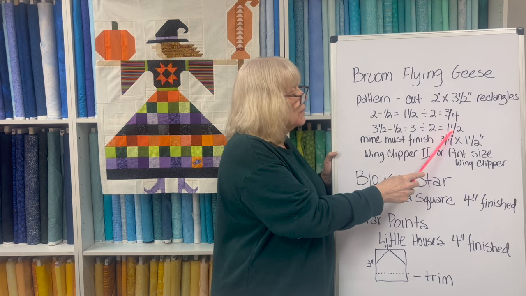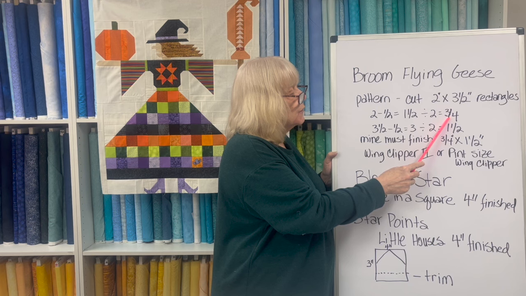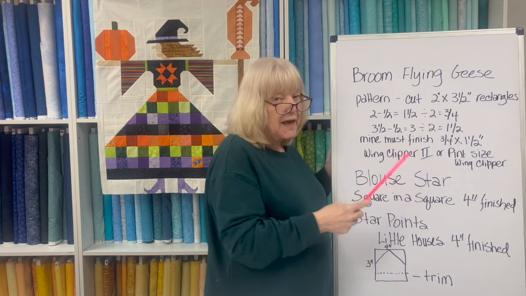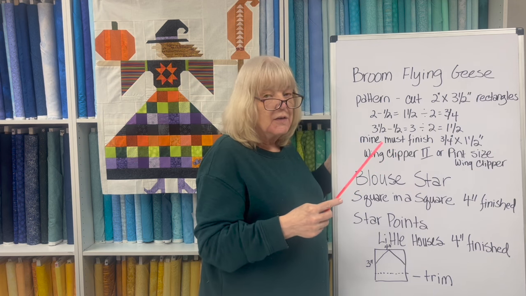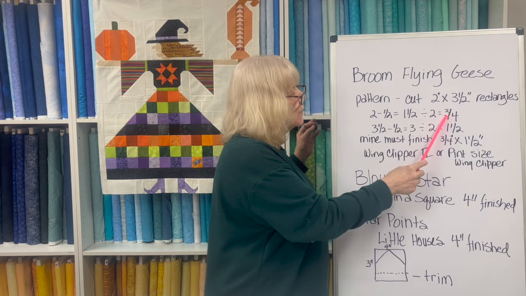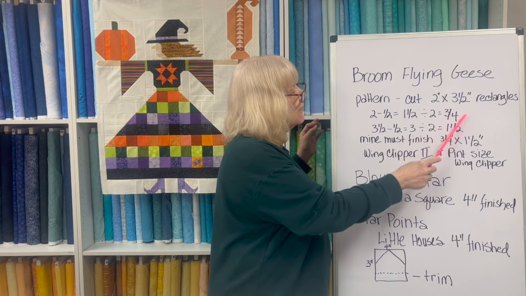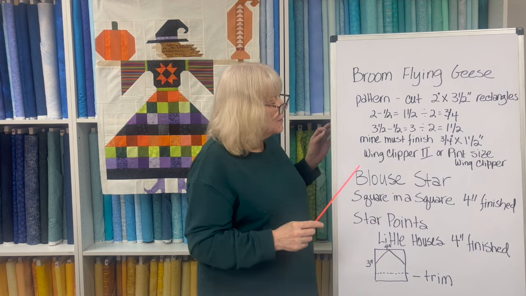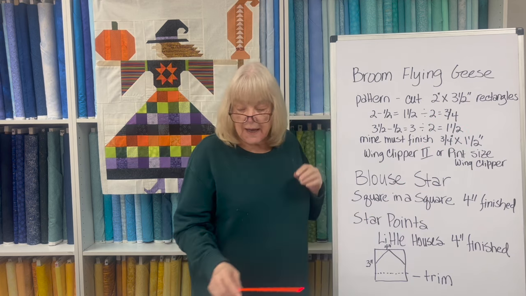So I know that my flying geese are going to be 3/4 by 1.5. And you know that's right because the width is always twice the height. 3/4 and 3/4 is 1.5. So I know that's the correct size. So what can I use to make that?